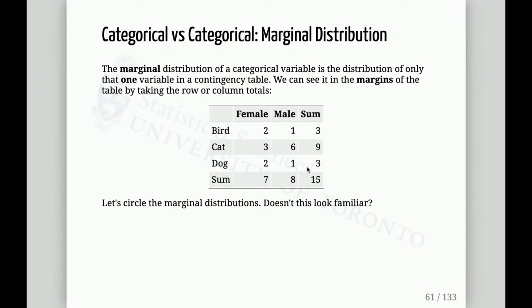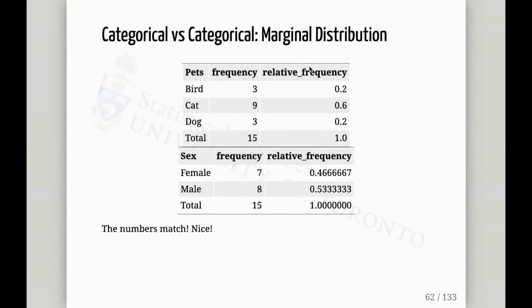Does this look familiar? The distribution is 7 and 8, 3, 9, and 3. So keep those in mind: 7, 8, 3, 9, 3. If we look back at just the frequency table, look at birds. There were 3, 9, and 3. And for sex, it was 7 and 8. So the numbers do match.